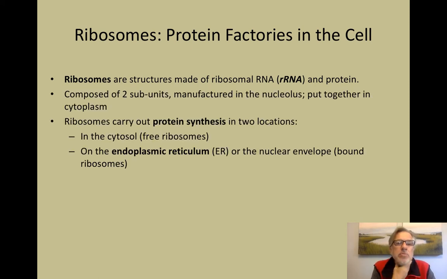The ribosomes carry out protein synthesis in two locations. One is in the cytoplasm, or the cytosol, the cytoplasmic solution. And they're called free ribosomes. And the other is on the endoplasmic reticulum. In other words, they're part of the structure of the endoplasmic reticulum, or the nuclear envelope. And they're called bound ribosomes.